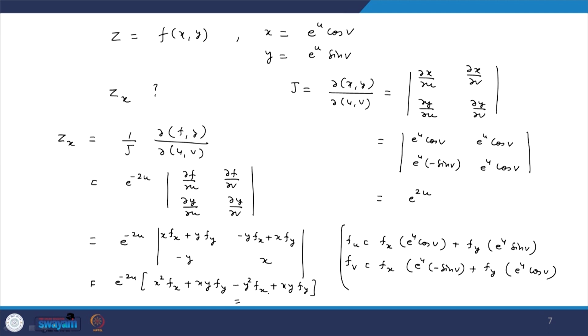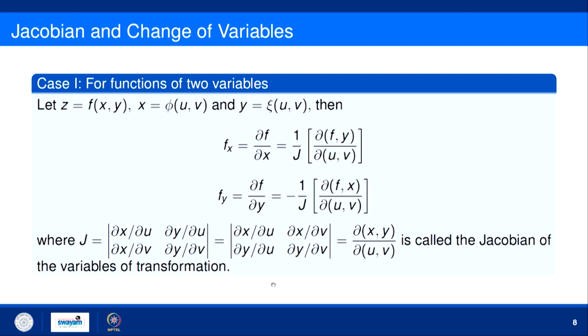So, these are some illustrations of how you can find f_x or f_y using Jacobians. In this lecture we have seen how we can apply the chain rule for two variable or more than two variable functions. Also we have seen how we can change the variables with the help of Jacobians. We have also solved a few examples based on this for more understanding. Thank you.